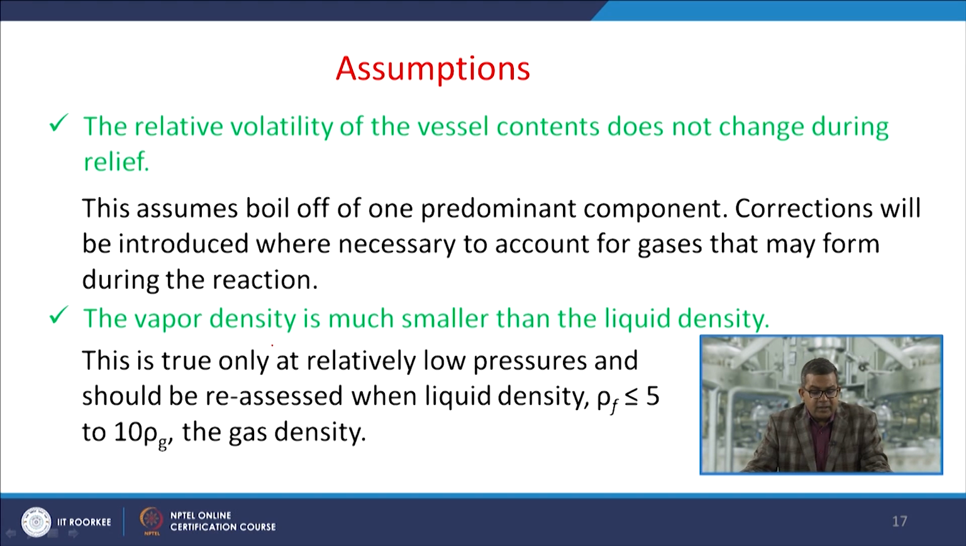Another assumption is that the relative volatility of the vessel contents does not change during the relief. Now, this assumes boil-off of one predominant component. Correction will be introduced where necessary to account for gases that may form during the reaction. Another assumption is that vapor density is much smaller than the liquid density. This is true only at relatively low pressure and should be reassessed when the liquid density rho f is less than or equal to 5 to 10 rho g, that is the gas density.